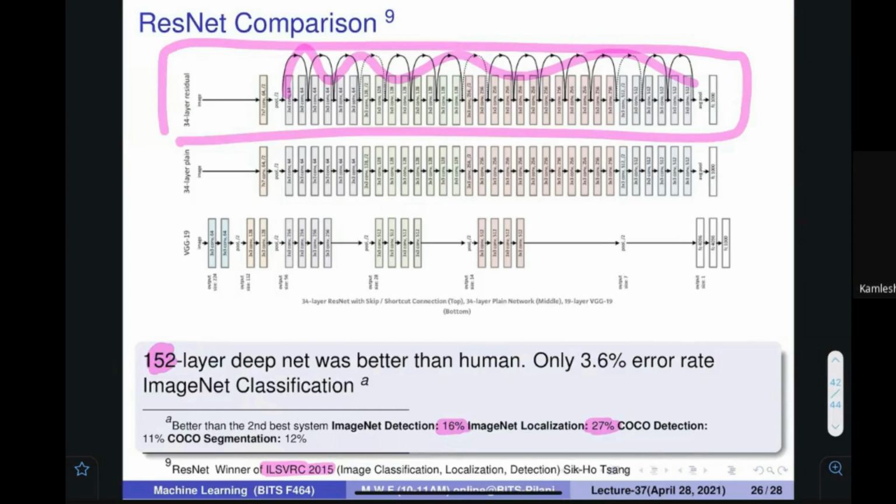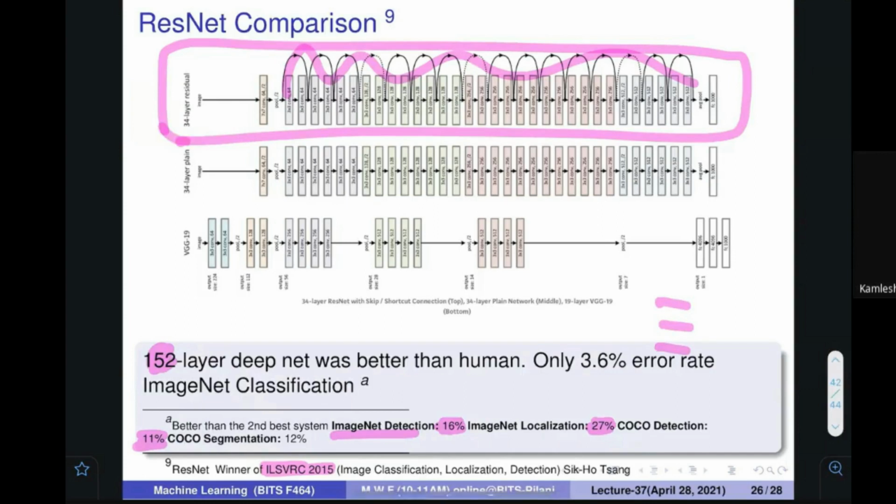So on detection, 16% better on ImageNet, 27% on localization on the COCO database, and 11% on COCO segmentation. So it was way better than the second algorithm that was there.